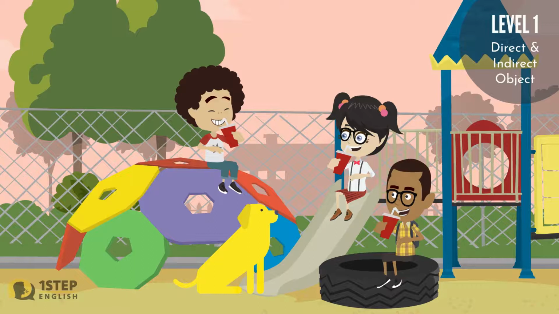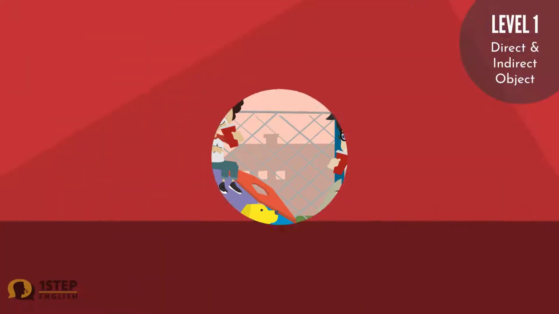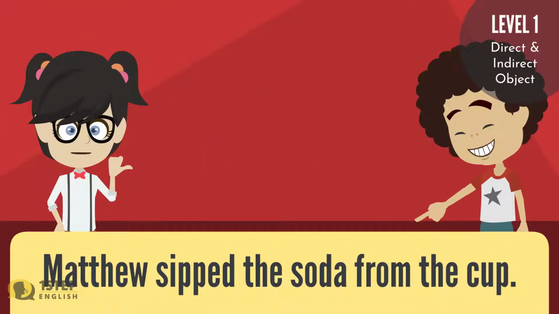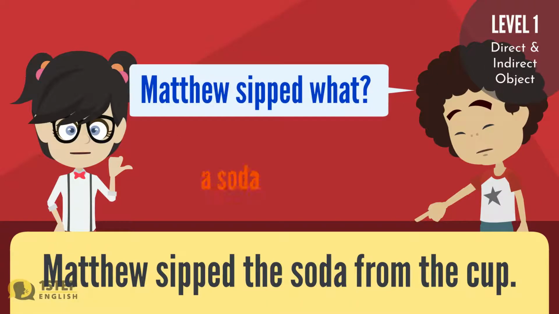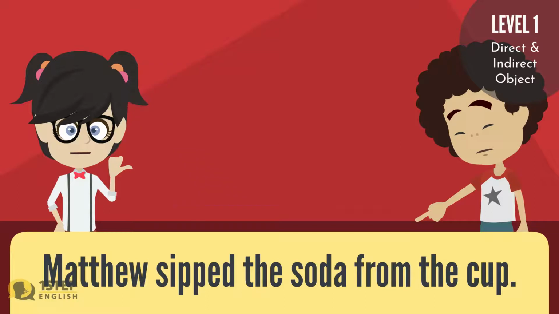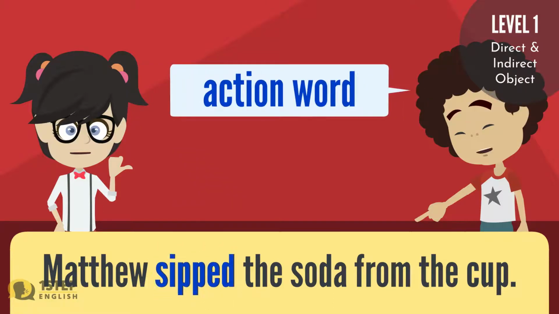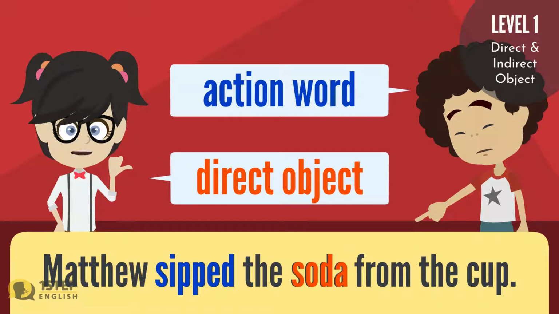Matthew sipped the soda from the cup. Matthew sipped what? A soda. Sipped is the action word. Soda is the direct object.